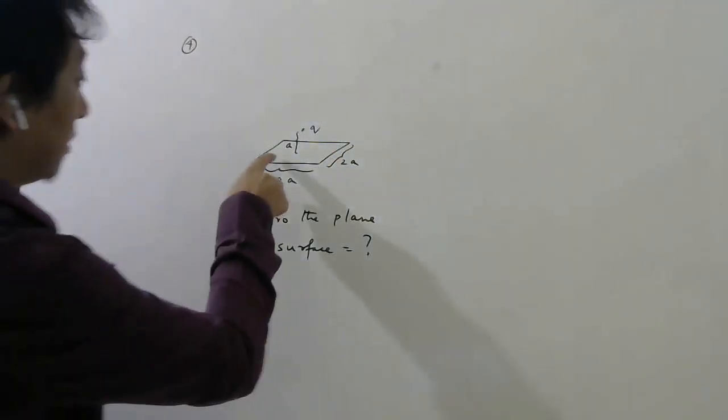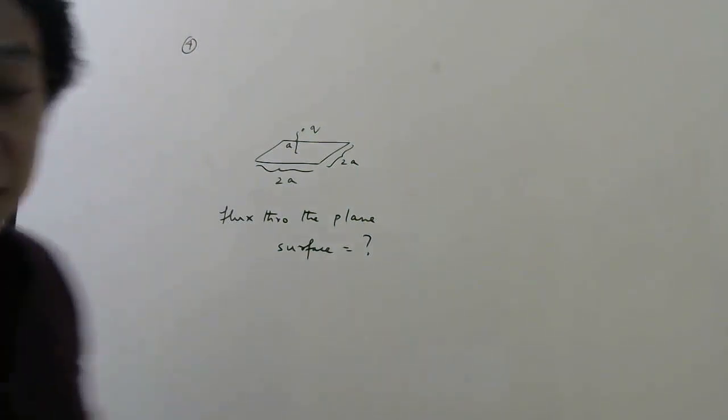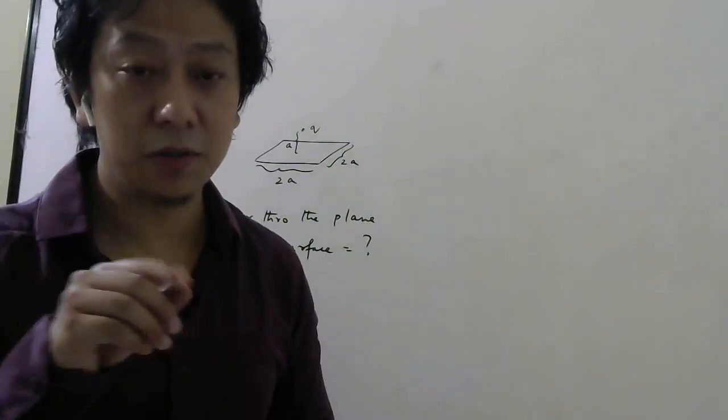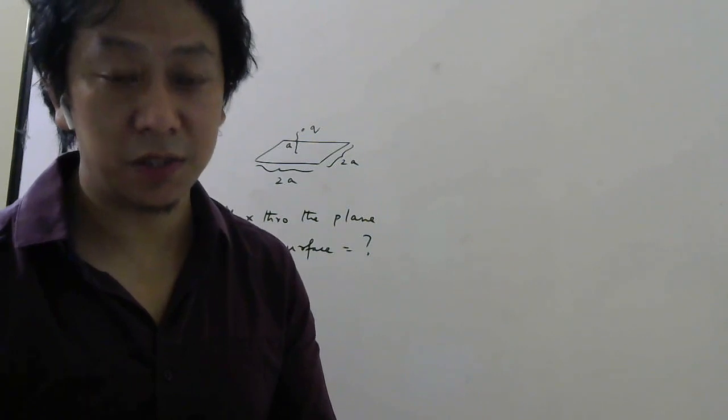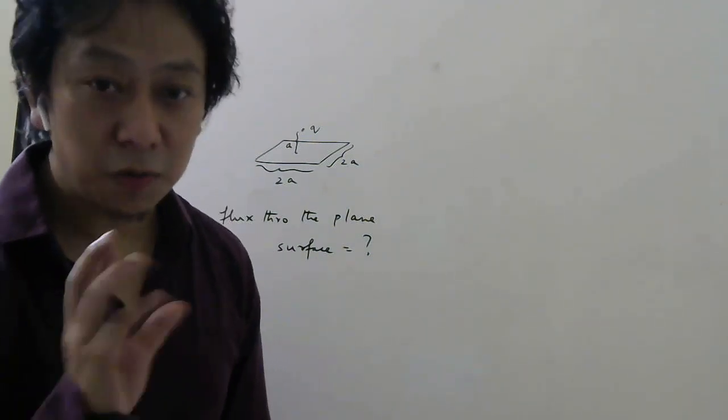How to find flux through a surface? We write E A cos theta. What is A? Area. What is E? Electric field at every point on the area. If it is uniform, you can write E. But here the electric field here will be different from here. So to find this using the definition, using the formula of electric flux, which is integral E dA cos theta, will be very difficult. So what trick will we use?